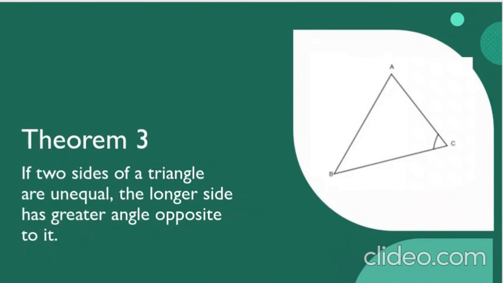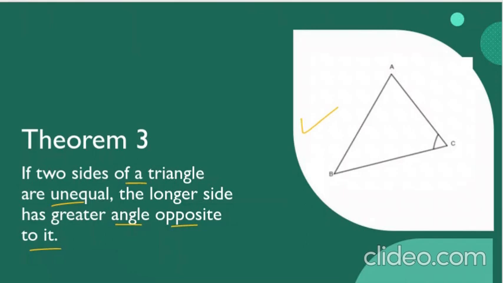Theorem number 3 says that if two sides of a triangle are unequal, then the longer side has greater angle opposite to it. Okay, now see here. I'll explain it to you, listen carefully. Just keep an eye on this figure and what I'm writing. What I'm saying is, if two sides of a triangle are unequal.